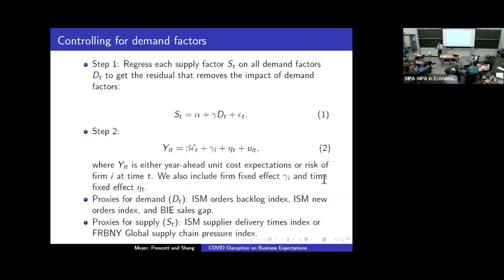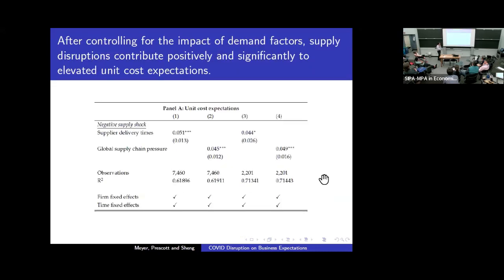The idea is that from equation 1, we get a measure of what we call a normalized supply chain factor, supply chain disruptions that remove the impact of demand factors. Of course, you can keep adding factors. Then we regress unit cost expectations on this normalized supply chain factor, controlling for firm and time fixed effects. So this is what you see here.